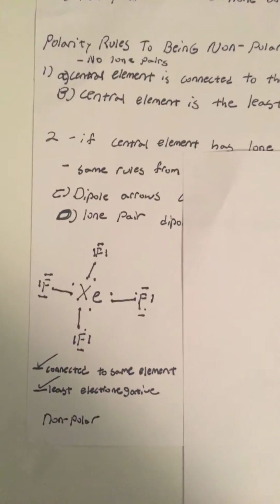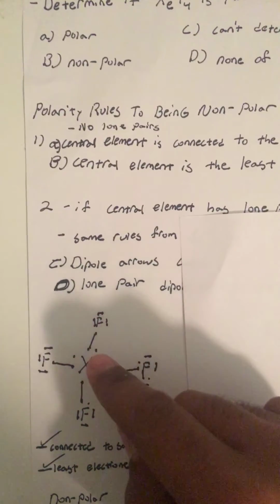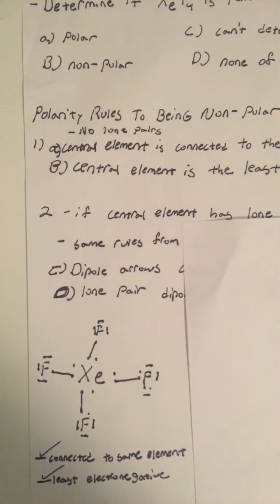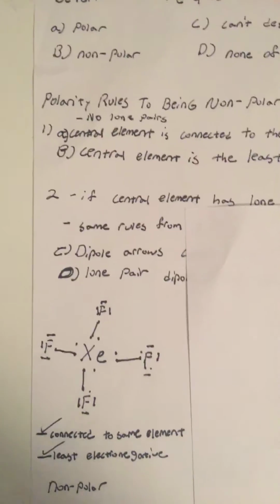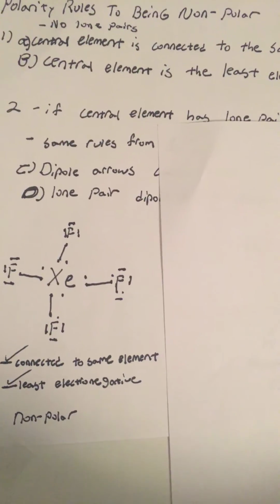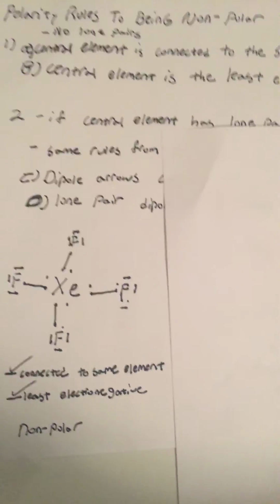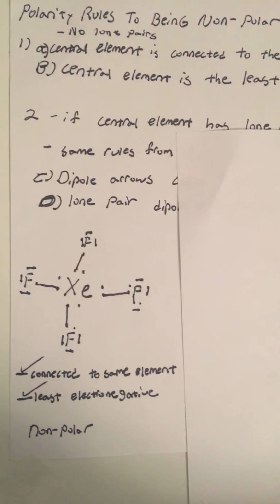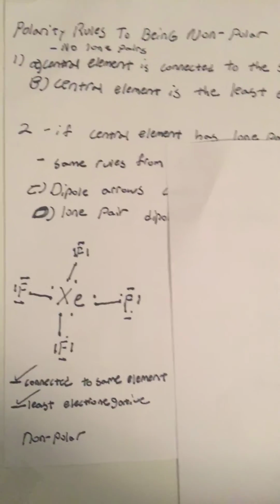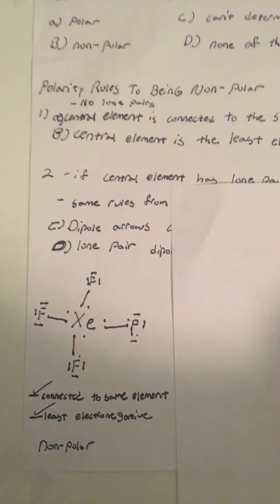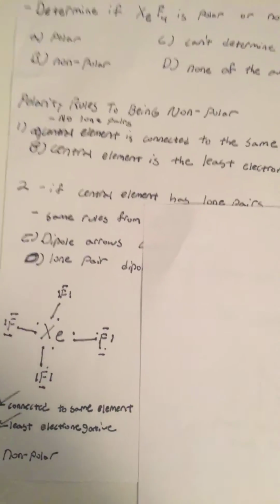Now going to our original problem, xenon tetrafluoride, when we draw the Lewis structure, we see it has no lone pairs of electrons. So we follow rules 1A and 1B. Is xenon connected to the same element? Yes, so check. So far so good. And is it the least electronegative? Yes, fluorine is one of the most electronegative elements out there, so it is.